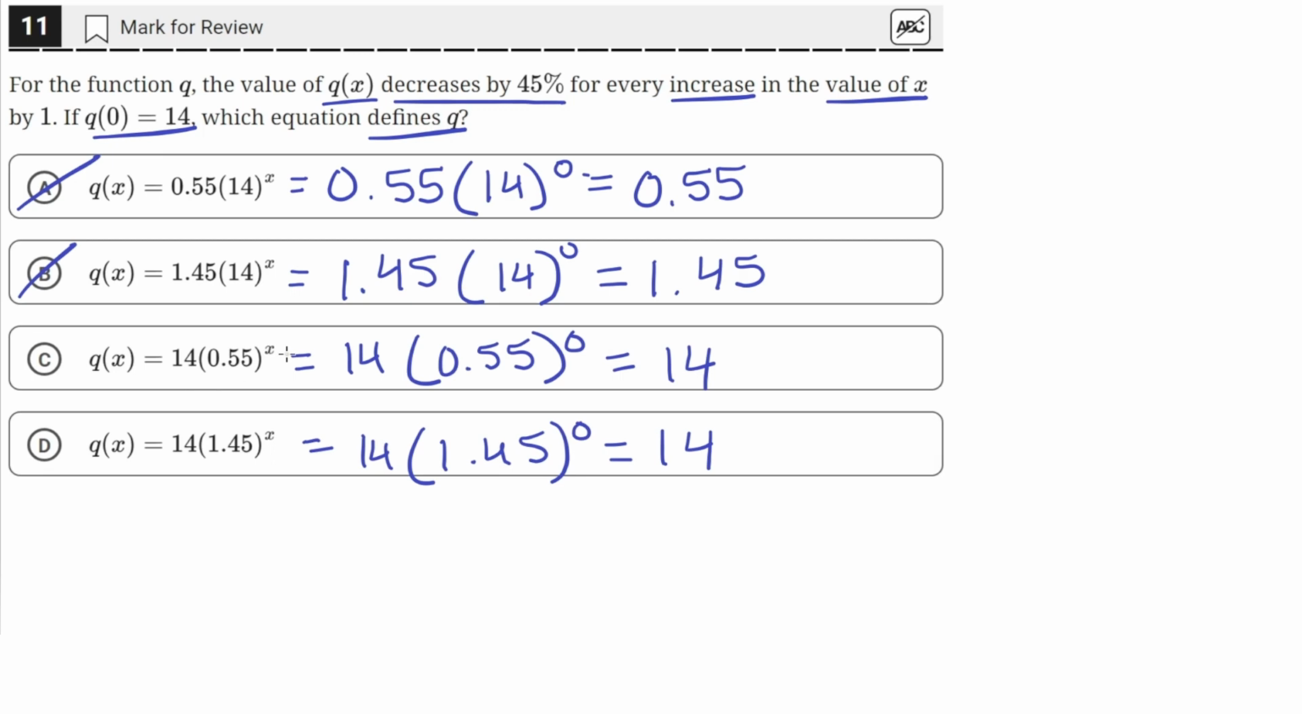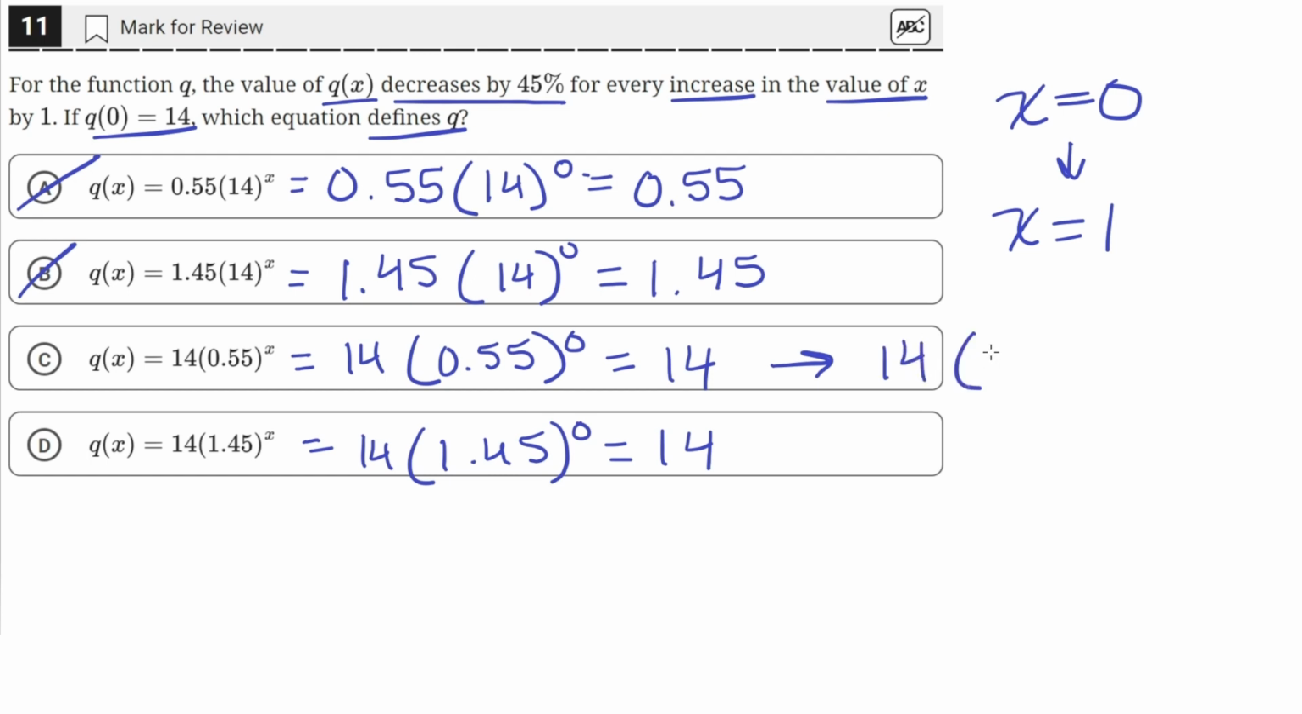So we can check that by looking at the base of this exponent here. So when we plug in a value of, say, 0 for x, we get 14 for each, which means that the next value, when we increase x by 1, so when we're going from x equals 0 to x equals 1, the value of q of x should decrease. So let's plug in a value of x equals 1 for both answer choice C and D. So let's do C first.